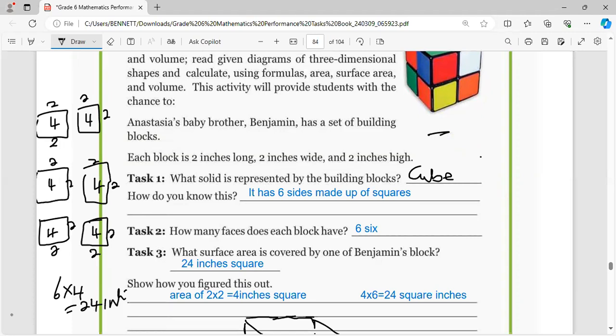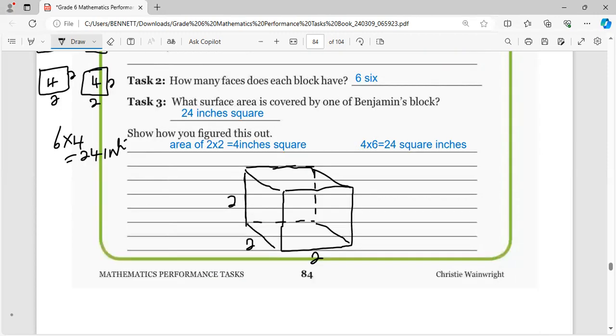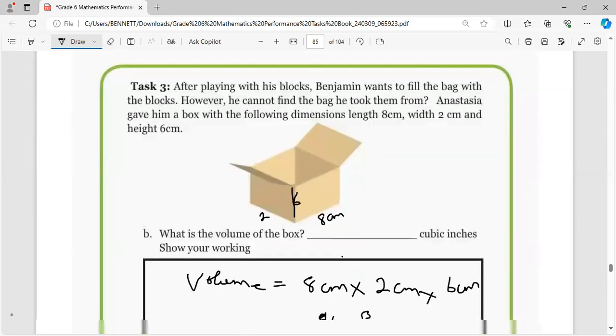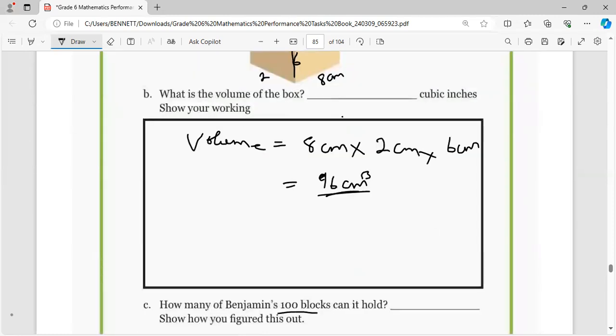So it's 96 centimeters cubed, you guys said. How many of them can it hold? Work that out, guys, and let me know. Sir, how many of these can hold in the 96? I don't know why they put the word 100. But how many of these 2 by 2 can hold in the box? I'm not sure why they have the 100 here.